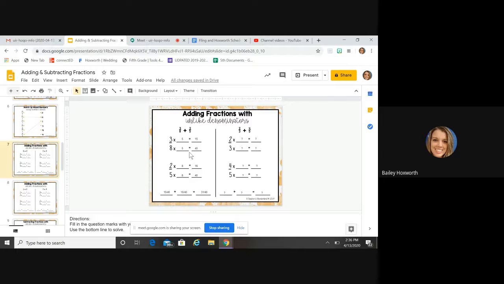If you get confused by this part, this is the trick. These two numbers should be the same. These two numbers should be the same, because you're multiplying the top and the bottom by the same number.